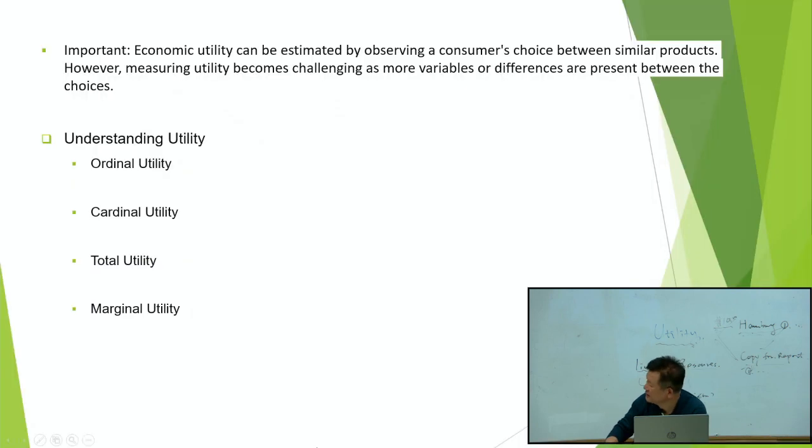Okay. So ordinal utility, cardinal utility, total utility, marginal utility. These are the things we study in today's class. This is for an introductory course, and most people are not majors related to business or economics. So I will only very slightly review and introduce them.